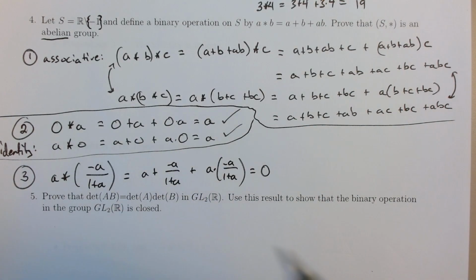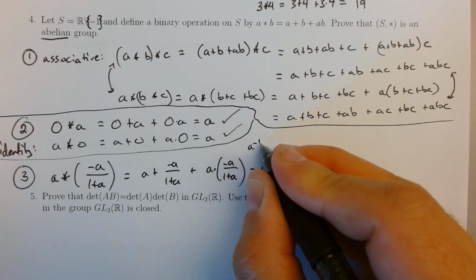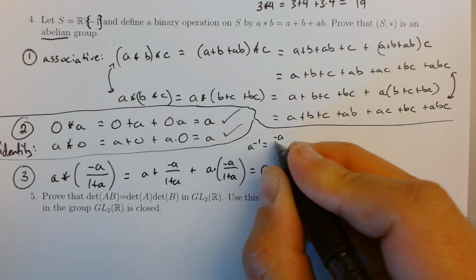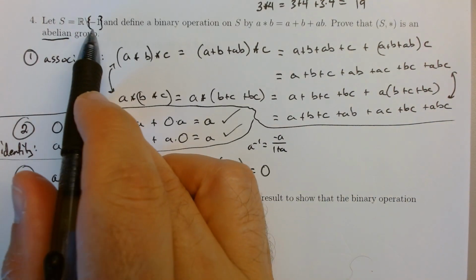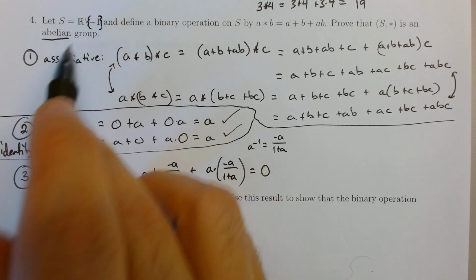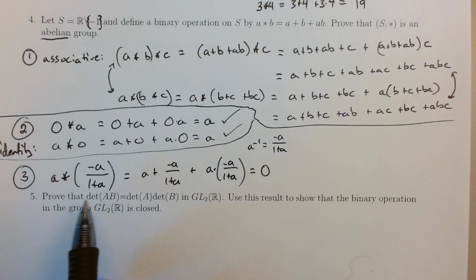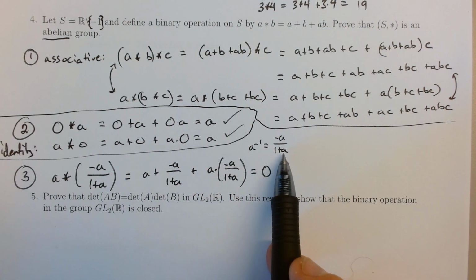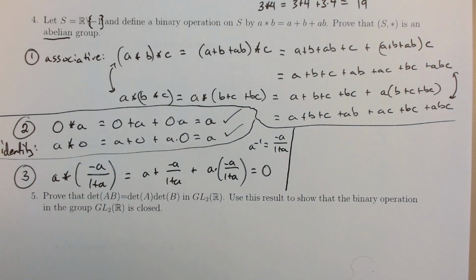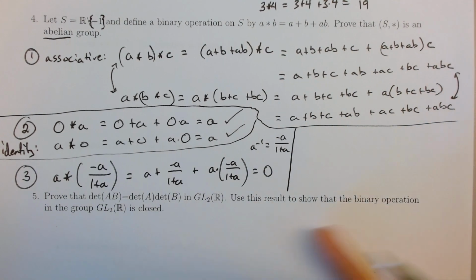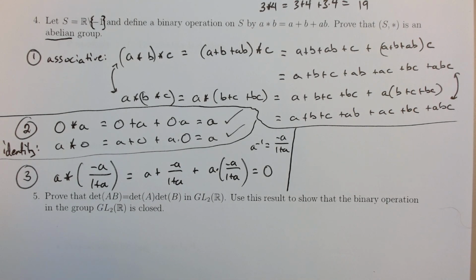So that means the inverse of A is actually just minus A over 1 plus A. And this is the only time that we actually needed the fact that -1 is not allowed. Notice if A was equal to -1, I would be dividing by 0 here, so there wouldn't be an inverse in that case. So as long as we don't include -1 in our original set, we will have an inverse.